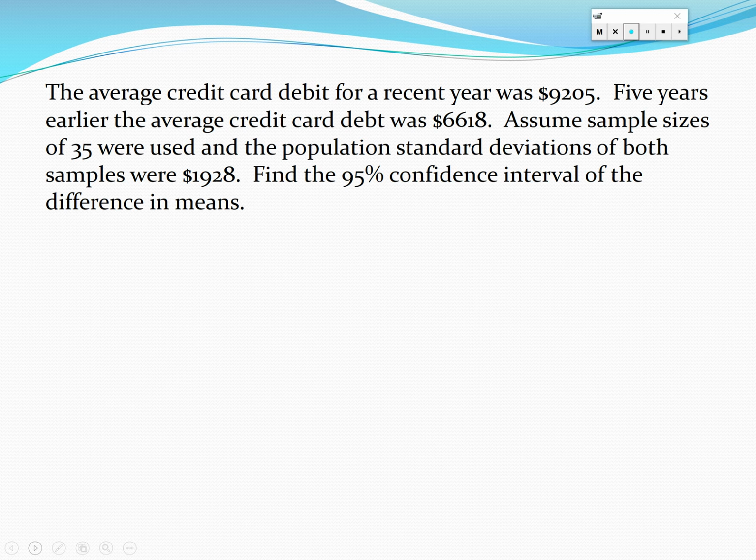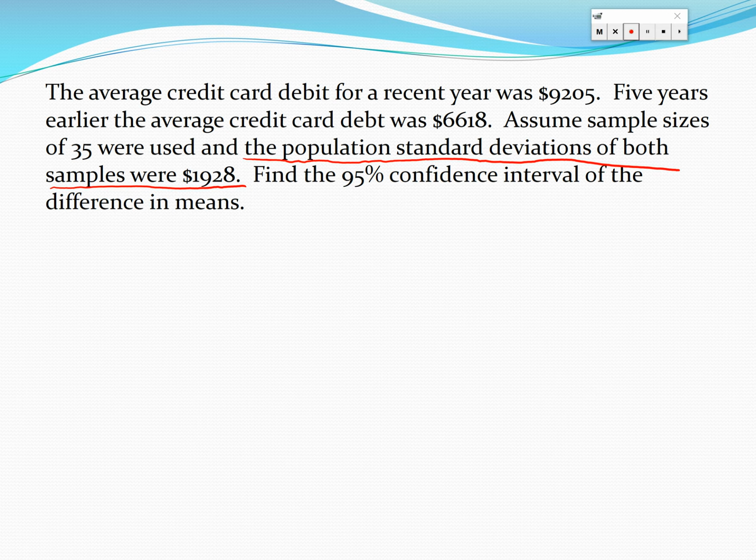So let's try out a confidence interval. Now, unlike the last one, guys, since we really haven't had these confidence intervals before, we're not going to do a full-out hypothesis test and see if they agree. I just want you to focus on the confidence intervals. So the average credit card debt for a recent year was $9,205. 5 years earlier, the average credit card debt was $6,618. Assume sample sizes of 35 were used, and the population standard deviation of both samples were $1,928.